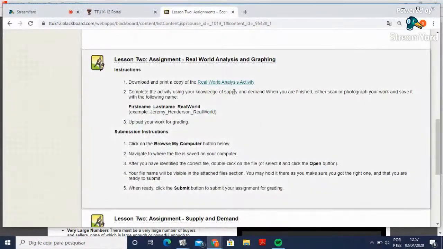Assignment number 2, I have explained it to you guys. They tell you to first download and print a copy. If you don't want to print, transform PDF into Word so you can write on it. And after you finish, you need to transform your Word back into PDF before you submit it. Okay?